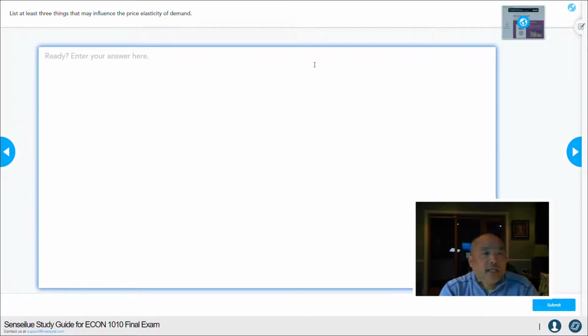List at least 3 things that may influence the price elasticity of demand. Well, remember the difference between price elasticity versus inelasticity is with price elasticity, demand changes based on increases and decreases in prices. If something is inelastic, demand does not change. We take the example of if you're diabetic and you need insulin, you're most likely to pay whatever the going cost is for that because it is necessary for life.